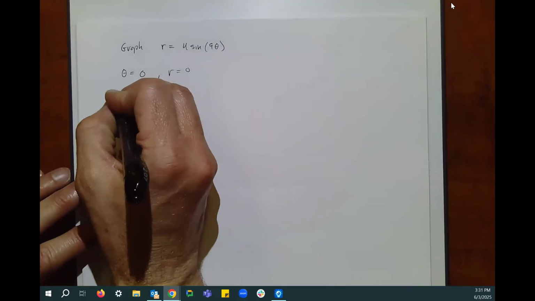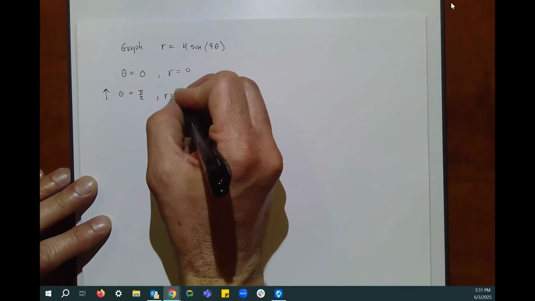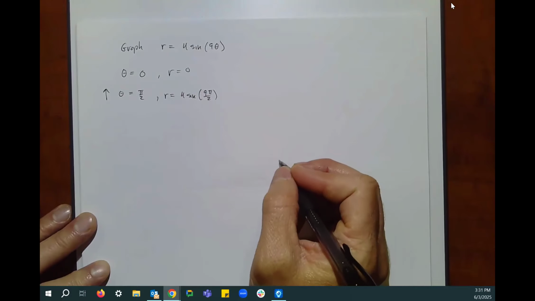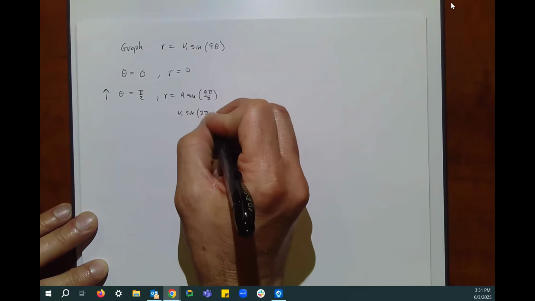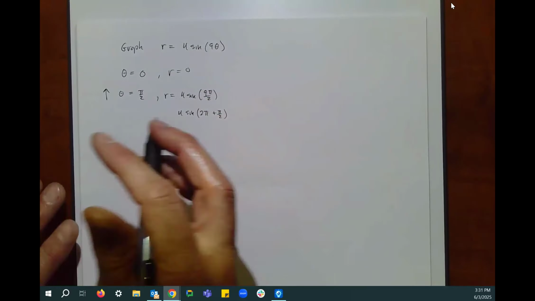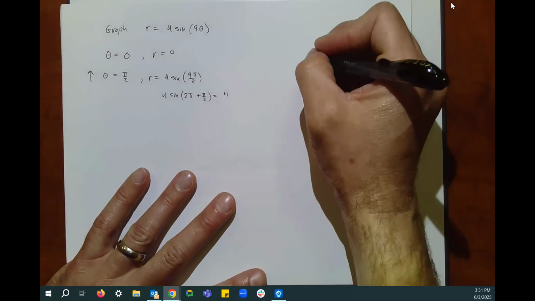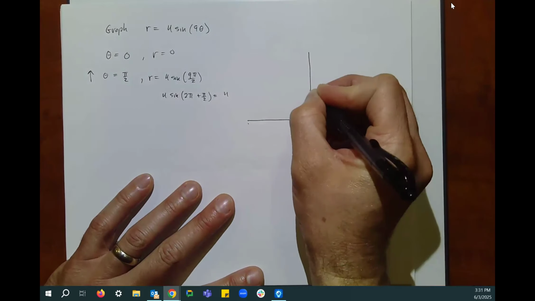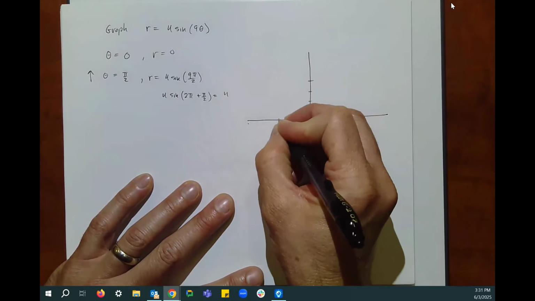So I pick theta equal to pi over 2, pointing up, and my r value is going to be 4 sine of 9 pi over 2. And 9 pi over 2 is 2 pi plus pi over 2, which is the same as just sine of pi over 2, which is 1. This is going to be 4 times 1, which is 4. And then we would pray to whatever God we believe in, or none, and try to draw this thing.